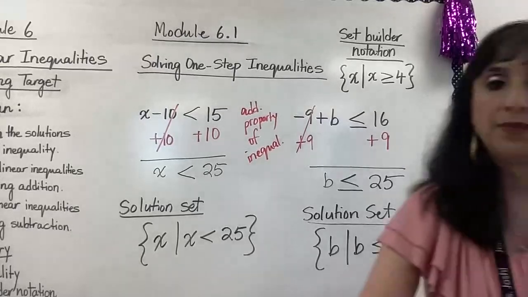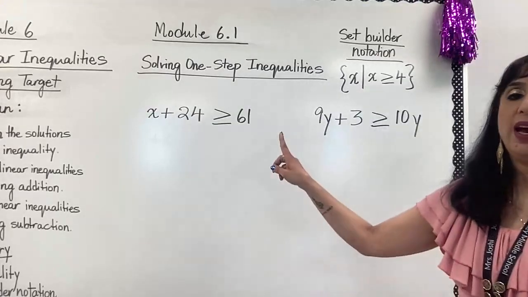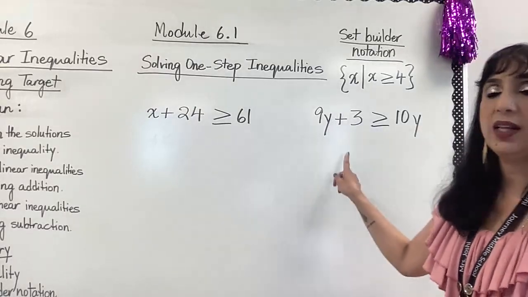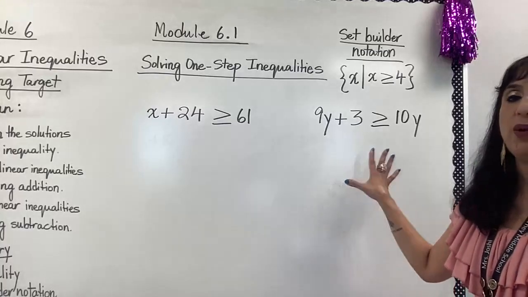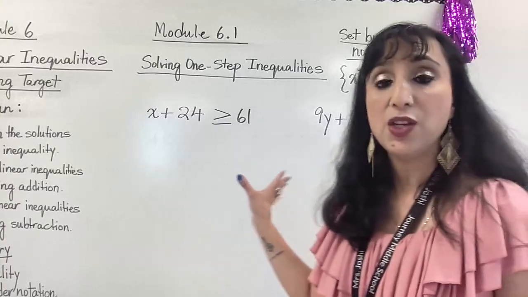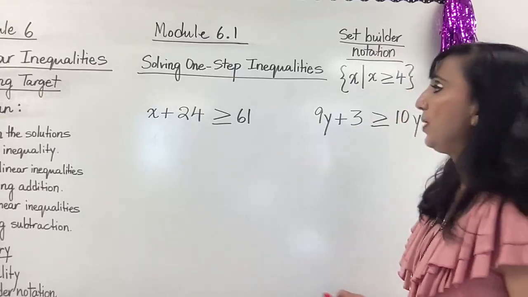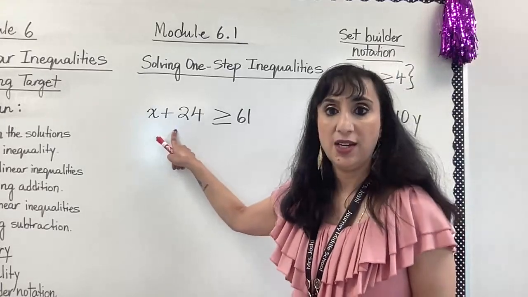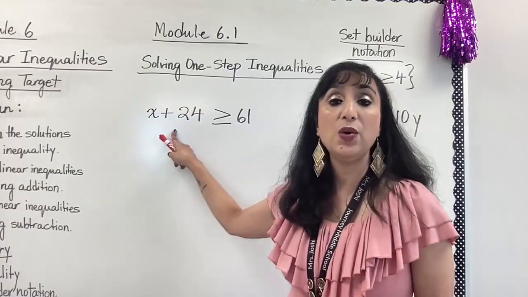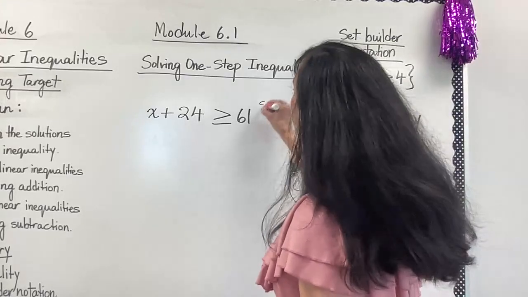All right, so I have put 2 more examples on the board. In one, I have x plus 24 is greater than or equal to 61. In the other one, I have put an inequality where I have variables on both sides of the inequality. So let's start with solving the first one. As we can see, this is addition. So what is the inverse now? So we are going to use the subtraction property of inequality.